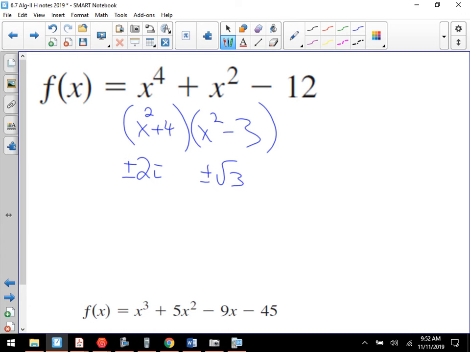Subtract 4, take the square root. Subtract 3, add 3, take the square root. 4 possible zeros, those are your 4 zeros. Only 2 of them are real. No big deal.